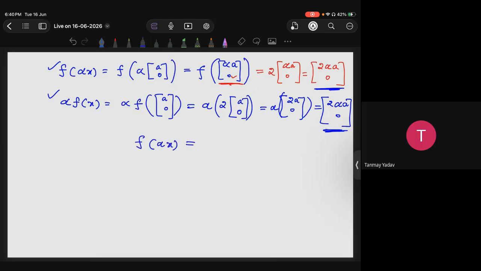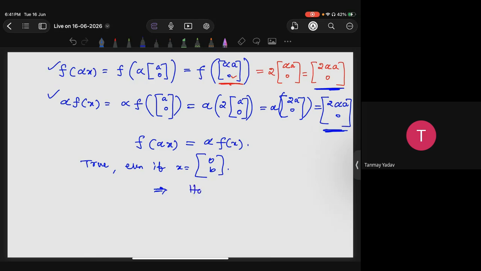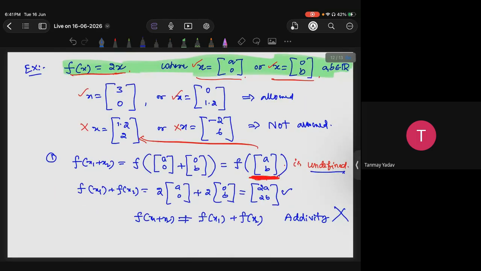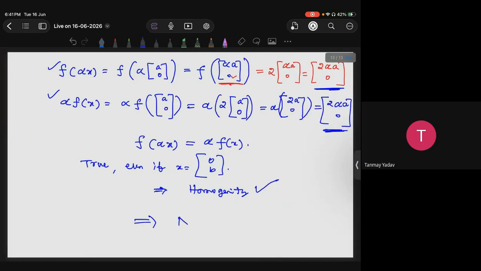F of alpha x is equivalent to alpha f of x. This will be true even if x you start with 0b also, because that is another option, right? So homogeneity is satisfied. Homogeneity is satisfied, right? But additivity is not satisfied, hence it is not linear. It is not linear. Is it clear? Yes. So, are there any queries? Are there any queries?